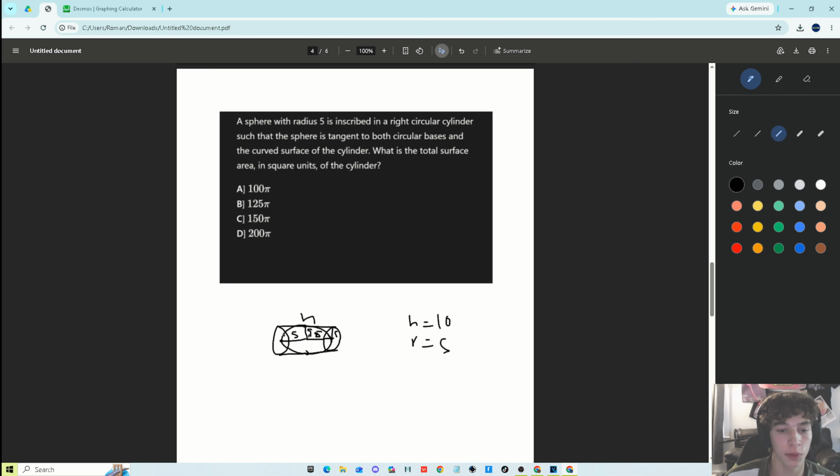So the College Board does not give you the formula for a surface area of a cylinder, but we can totally just derive it ourselves. So first, we'll look at the circular base. So it's going to be pi r squared.